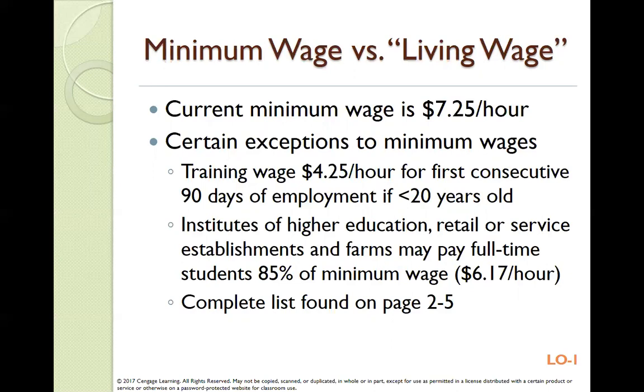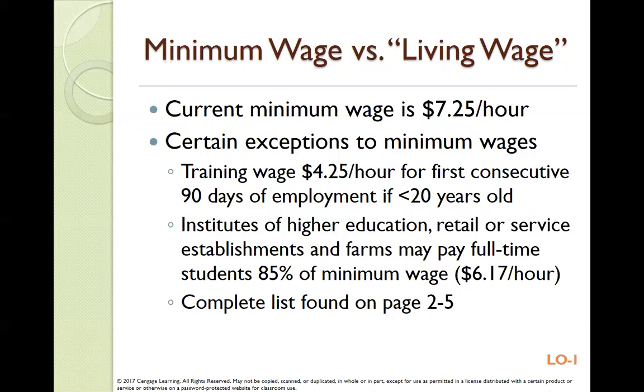Again, the current federal minimum wage is $7.25 an hour. We talked about how different states may have their own laws that will override or supersede these federal laws. Oklahoma is still $7.25 an hour, though. And then there are exceptions, which will come into play in some of the examples we do. If we have an employee that is less than 20 years old, we can pay them $4.25 an hour for the first consecutive 90 days of employment as a training wage, okay?